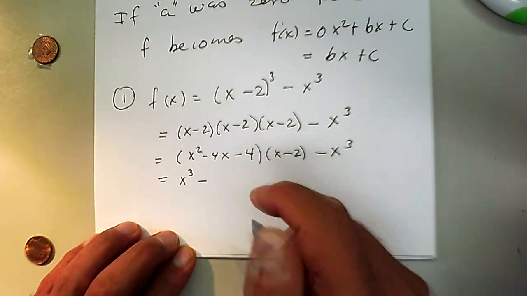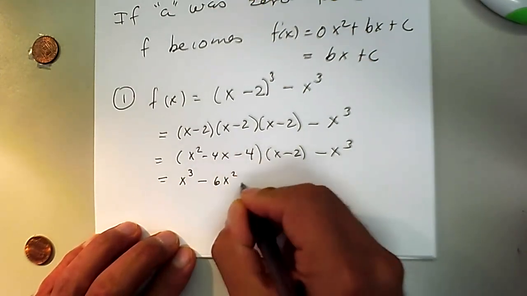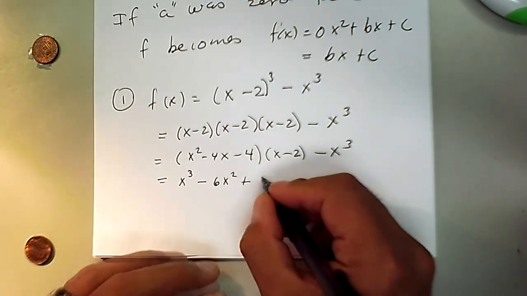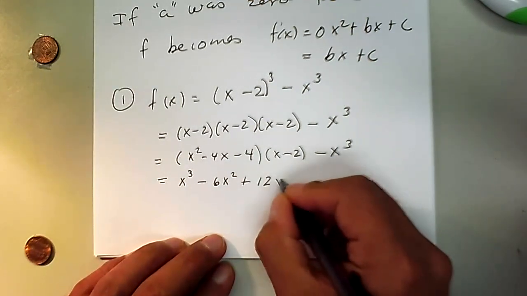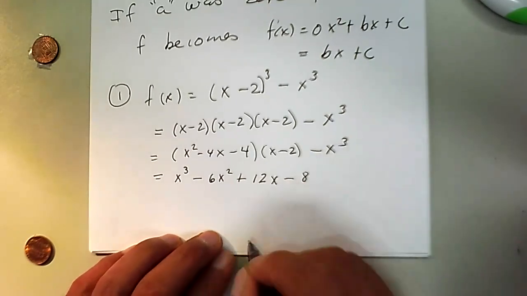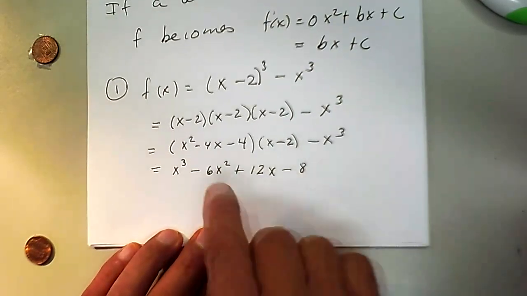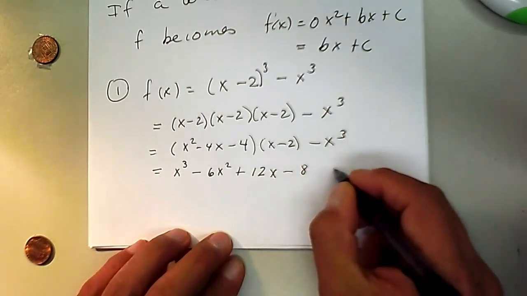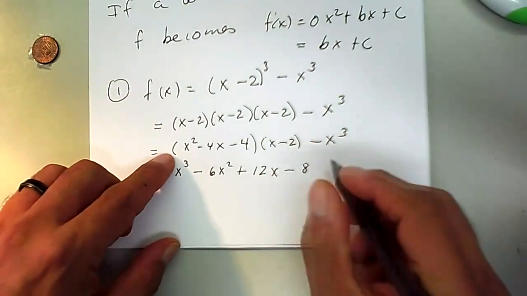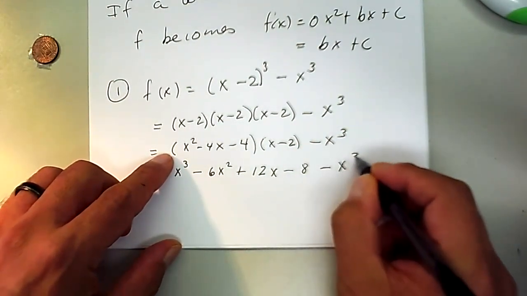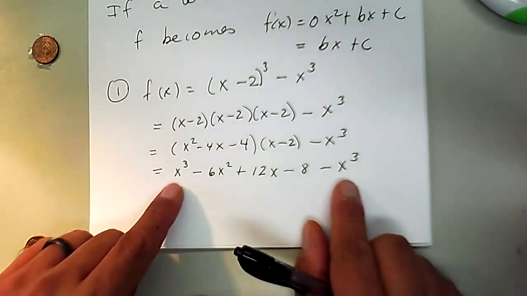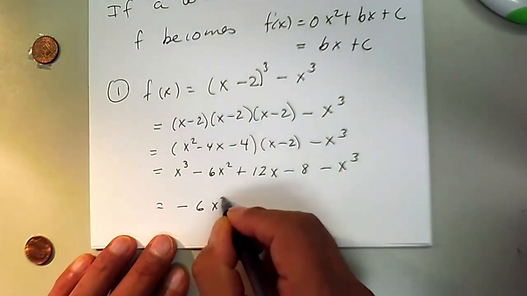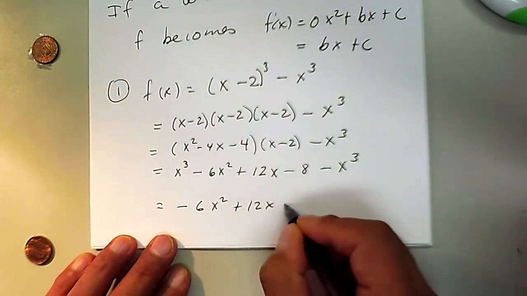Multiplying those two is a little more work, but we end up with x cubed minus 6x squared plus 12x minus 8, if I'm not mistaken. Double check that this is correct. I'm pretty sure it is, but that is for the product. Then we still have to subtract x cubed, and when we subtract the x cubes, we end up with negative 6x squared plus 12x minus 8.